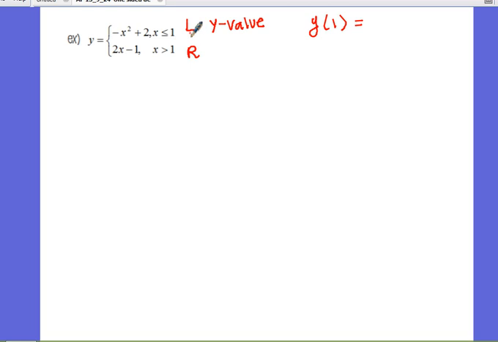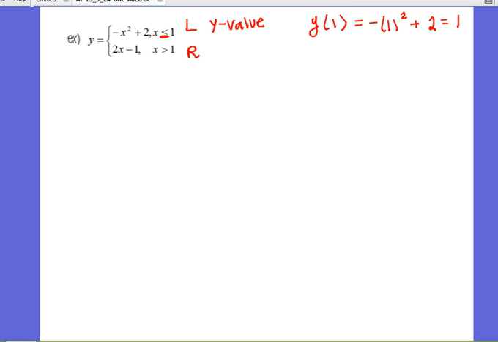If I asked you, are there going to be any other issues with the function? Well, this is a parabola and this is a line. We know that on a parabola we can make a slope anywhere, and we can make a slope anywhere on the line. Therefore, 1 would be the only place where we might have an issue. So to start off, I'm going to use the left side of the function to find the y value because of this equal sign. So I get negative 1 squared plus 2, which gives us 1. So the y value of the function is 1.